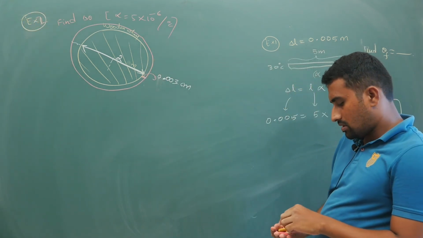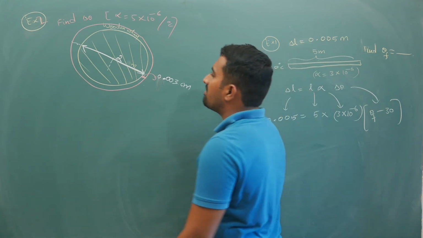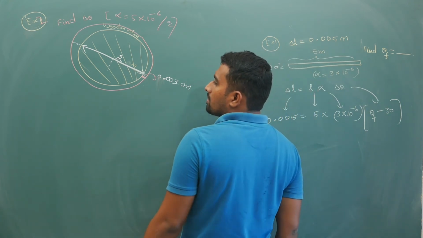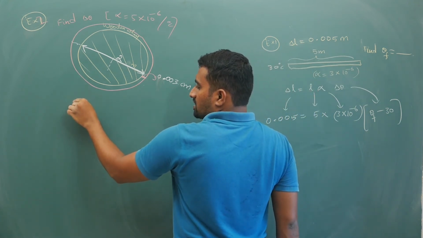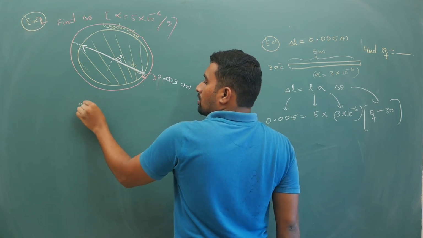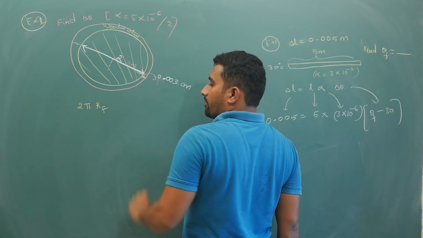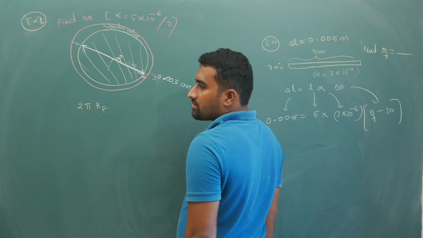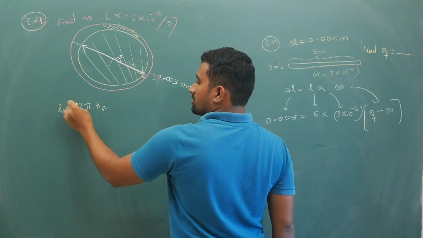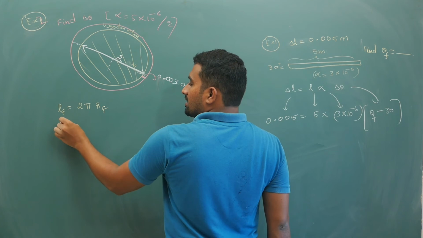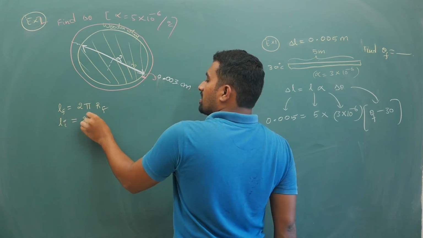Now here many people will think in a different manner, don't think that. So first of all, 2 pi R final is the final length, and initial length is 2 pi R initial.